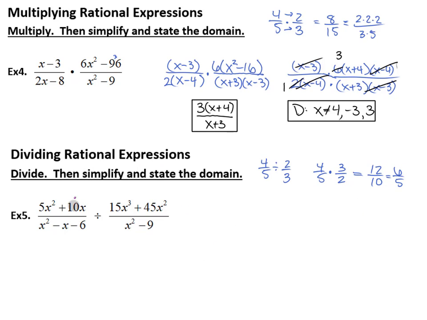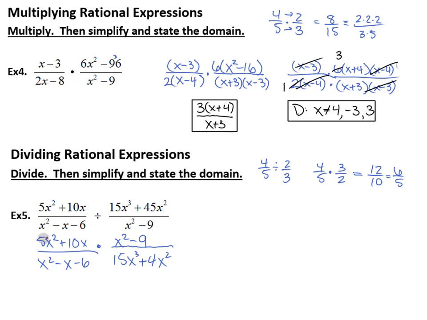Okay, so all we need to do in this problem to change it like a multiplication problem is to multiply by the reciprocal. So all we're going to do is flip this thing upside down. X squared minus 9, 15x cubed plus 45x squared. Okay, and then this fraction stays the same. Okay, now, let's go ahead and factor this out.